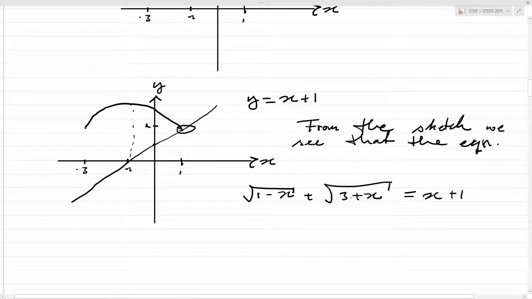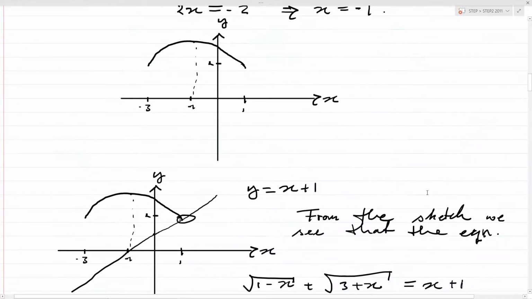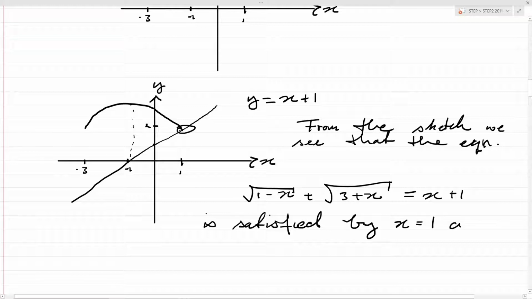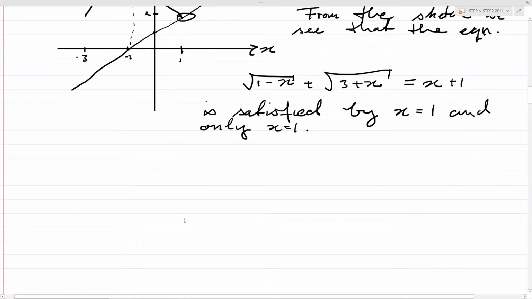That's 0. That'll be 4, which is square root, you get 2. And then here you get 1 plus 1, which is 2. So we can see that, and we can see that it's the only solution. It's satisfied by x equals 1. Satisfied just means that the equation is true for this value x equals 1, and only x equals 1. Good. So now we can go on to part 2.